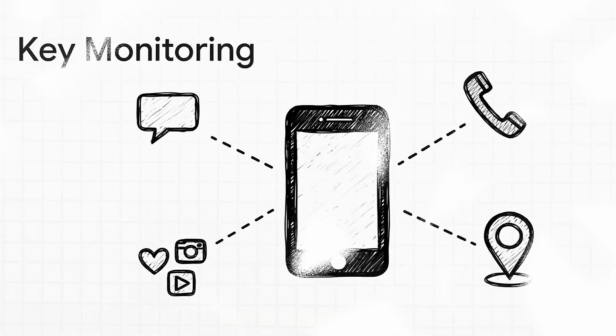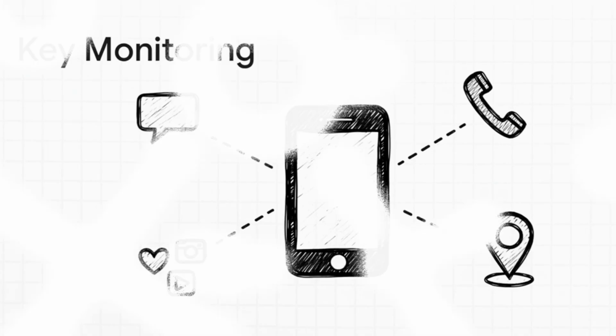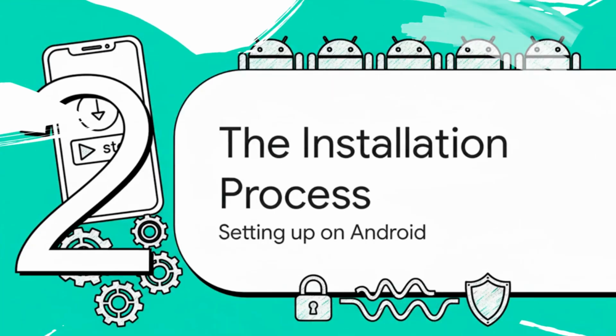So what kind of stuff can it monitor? Well, it's pretty comprehensive. We're talking about everything from text messages and calls to what they're doing on social media and even tracking their live GPS location. All right, let's get into the nitty-gritty.